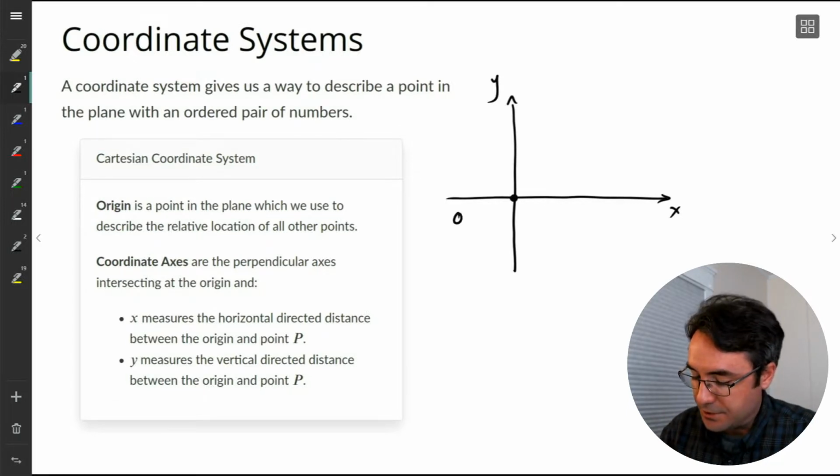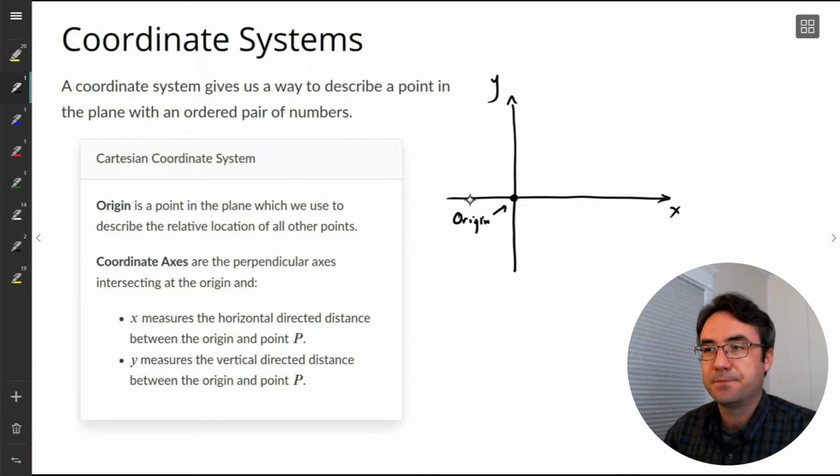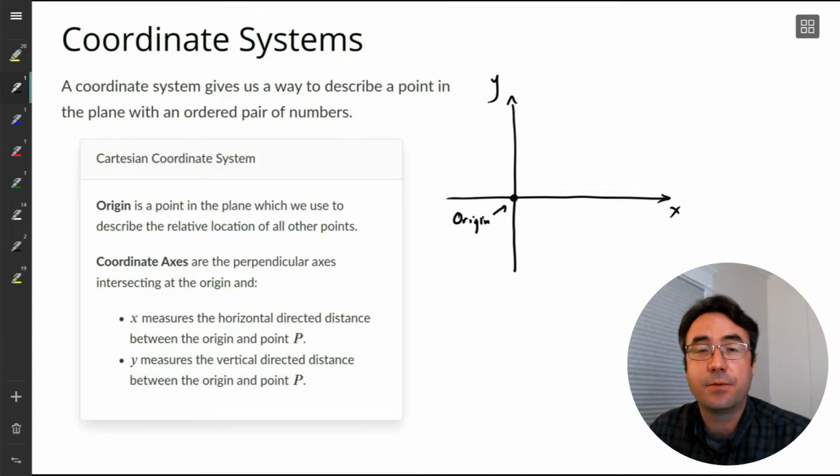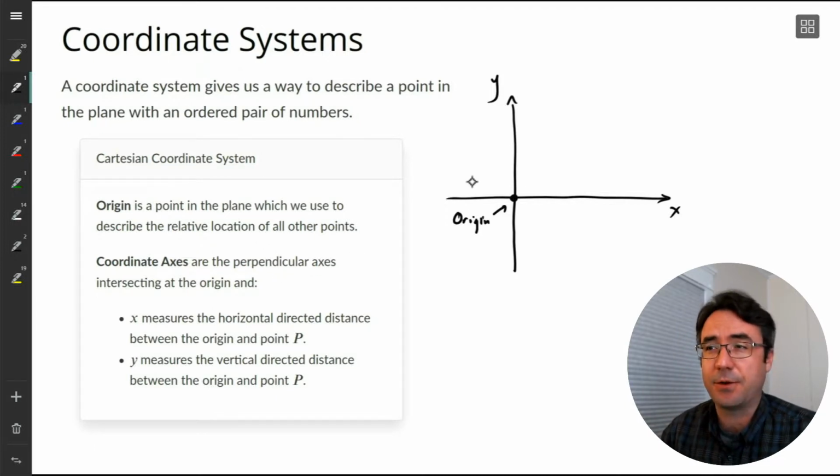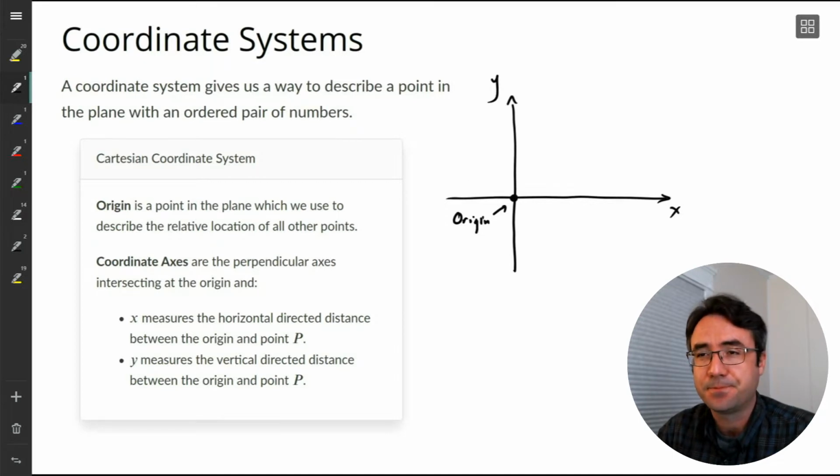So our origin is right here, and then we have our two coordinate axes, the x and y axis, that are perpendicular to each other. They're at right angles to each other. And they intersect at the origin.